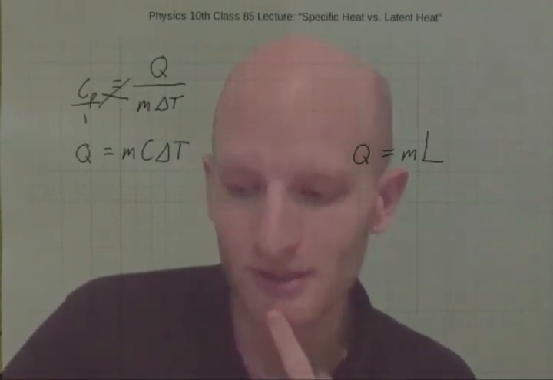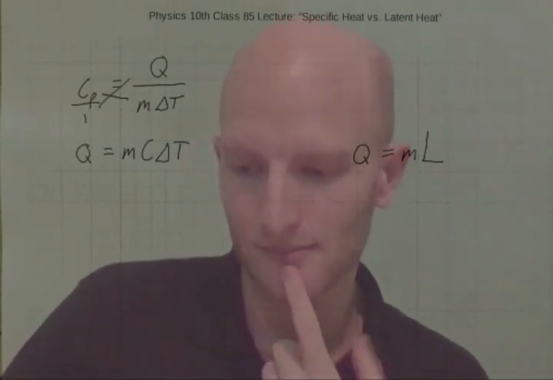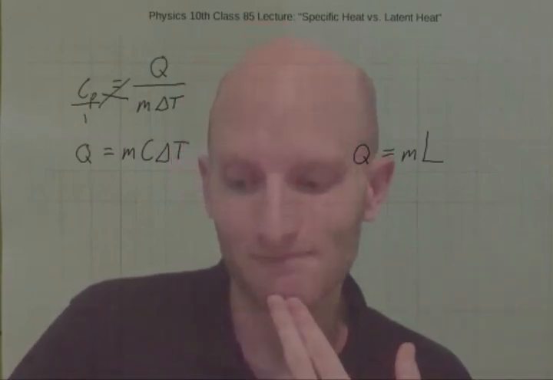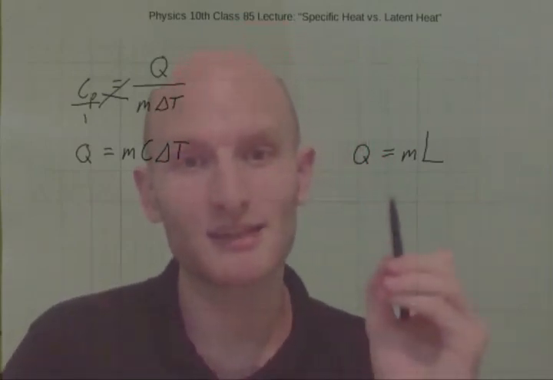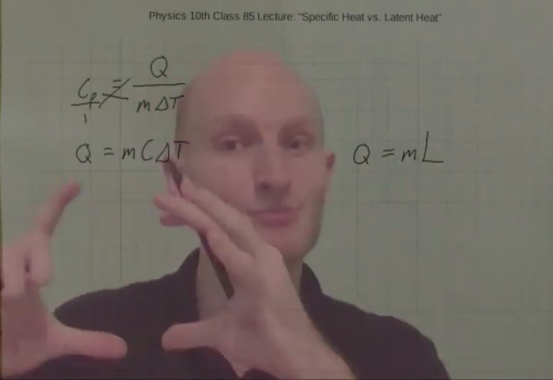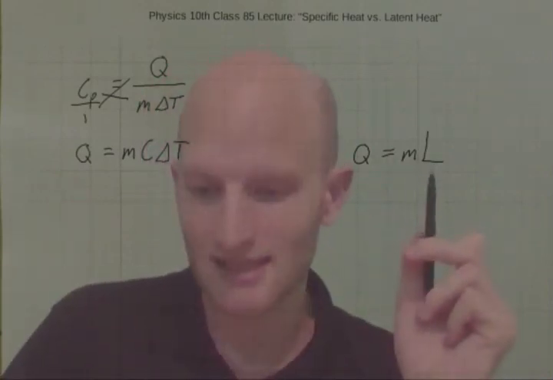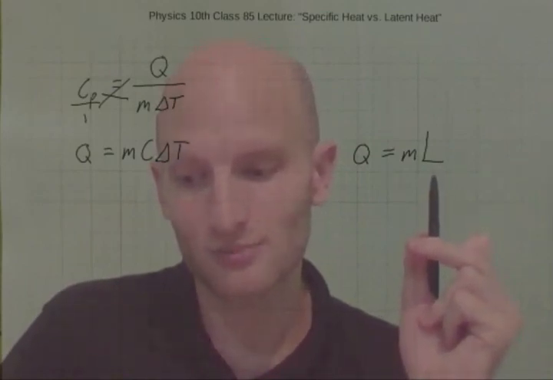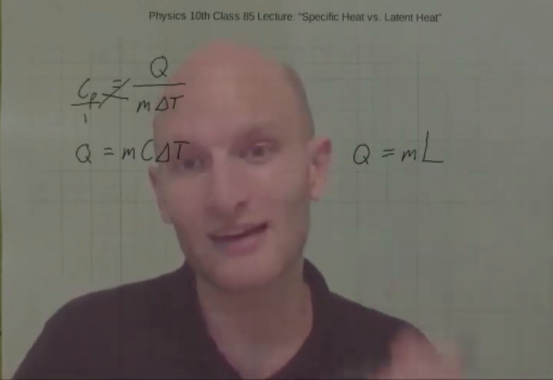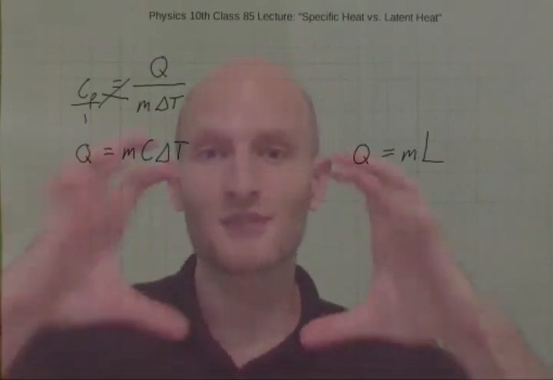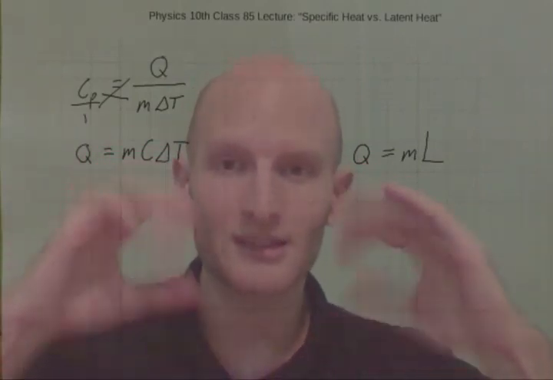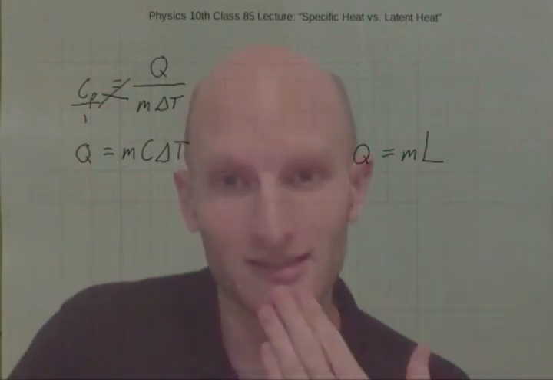2,260,000 joules per kilogram is the latent heat of vaporization of water. So we would use that formula based on whatever mass this original ice block was, times the 2,260,000 joules per kilogram to figure out how much energy is required to completely vaporize this water, turn it from the liquid to the gas at 100 degrees Celsius.